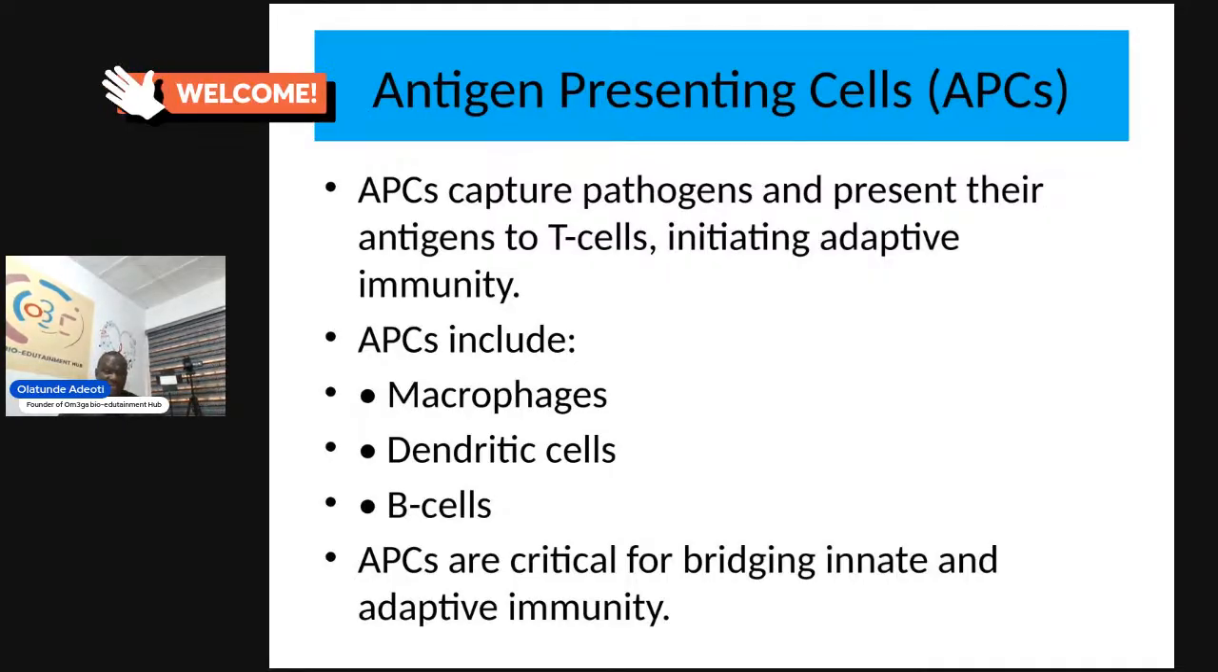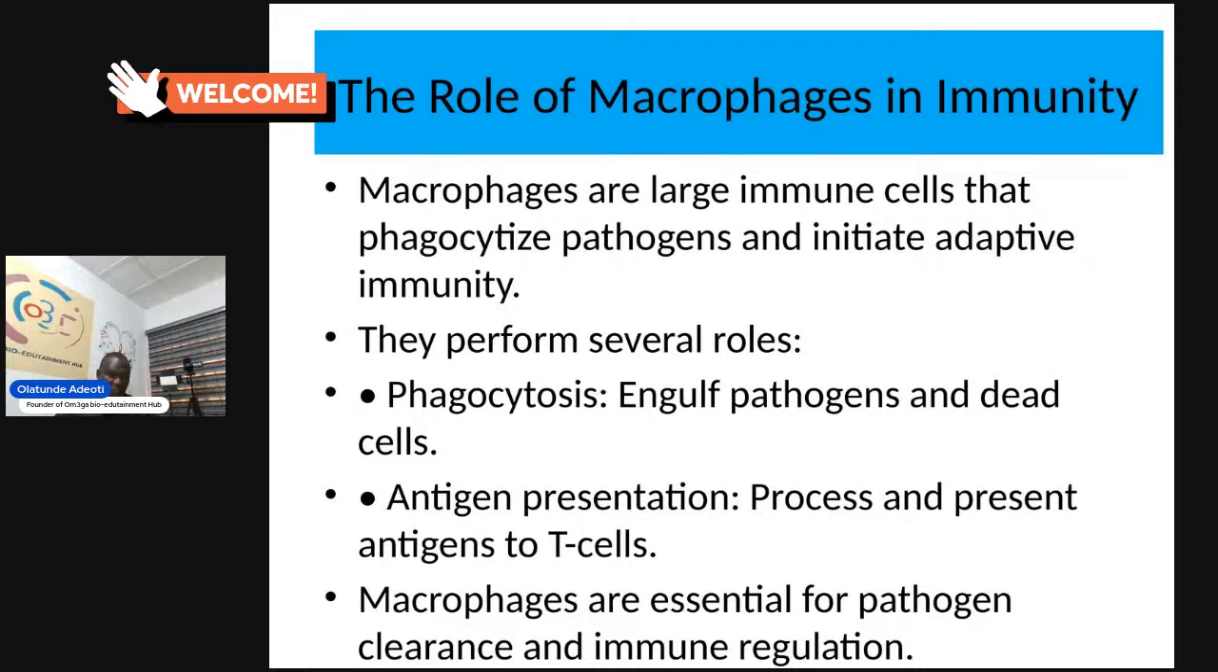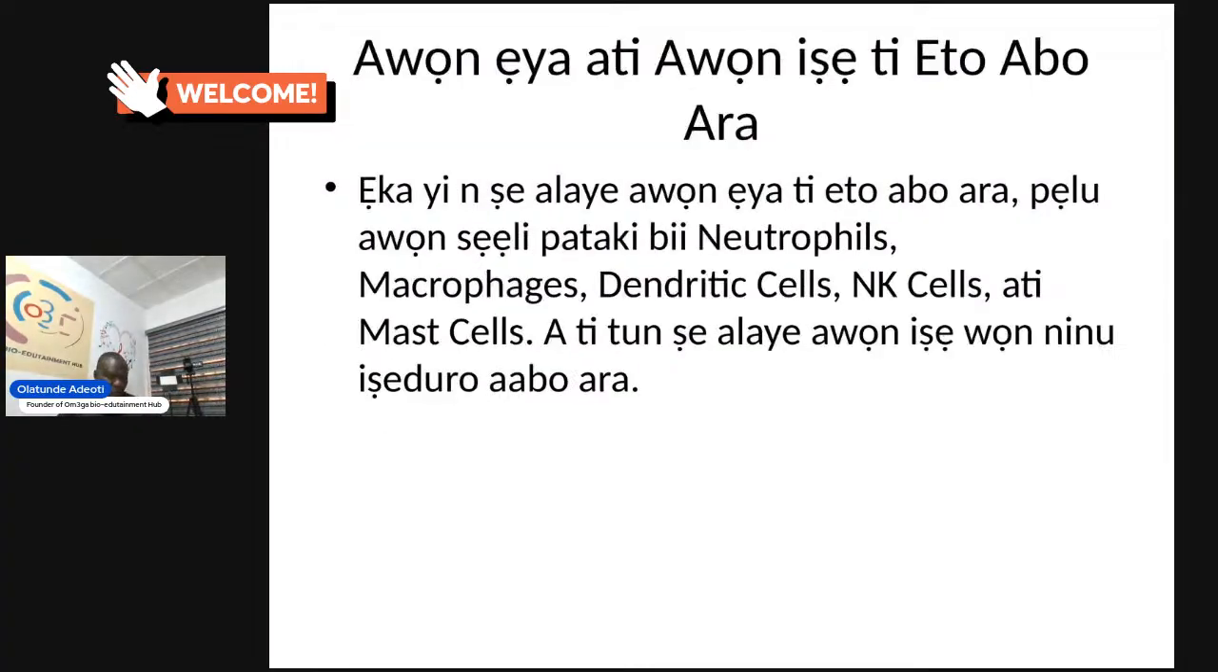So APC, that is the antigen presenting cell, are critical for bridging innate and adaptive immune system. That is why dendritic cells are said to be the bridge between innate and adaptive immune system. And I've also mentioned the role played by macrophages in immunity. So I want you to go through that so that you'll be able to see.